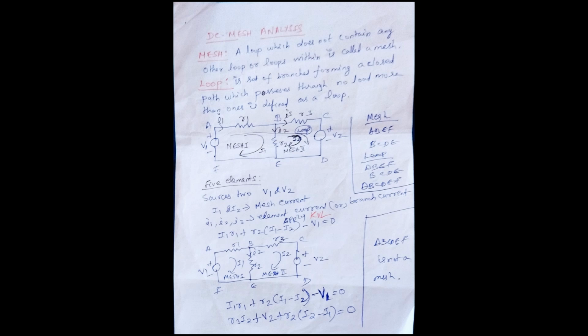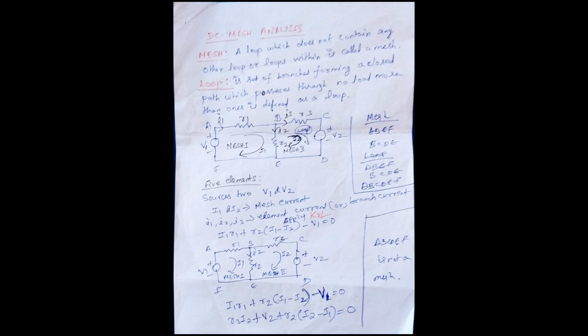Source directions are given. Source V1 is opposite to the capital I1 direction. V2 is in the same direction as mesh current I2. V1 is a voltage rise, so put a negative sign in the equation. So we obtain the first equation from mesh 1.